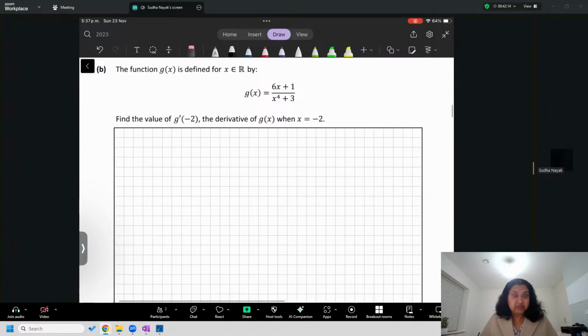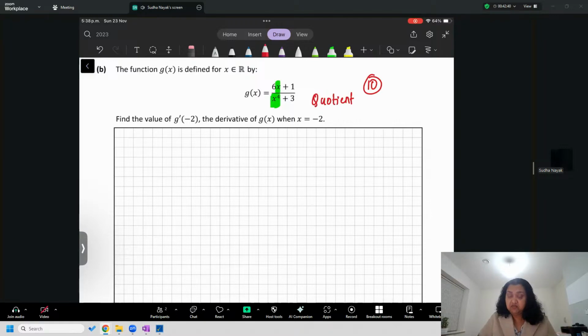Okay, the next question. g of x is equal to 6x plus 1 divided by x to the power of 4 plus 2. This was a 10-mark question, which was in the 2024 paper. So how will you do this? As and when you see the question, you have to see, oh, there is an x here and an x here, one on the top and one on the bottom. So quotient rule. You recognized it.